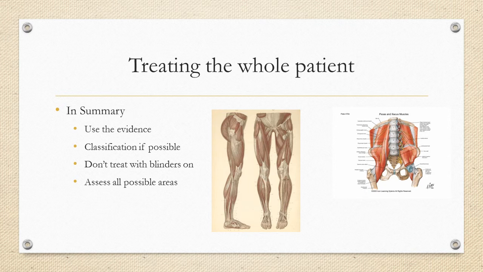So overall, in summary, when looking at the lumbar spine and, in a sense, the lumbopelvic girdle, look at the evidence and see what's out there. We've got a multitude of clinical prediction rules. We've got treatment-based classifications. There are test item clusters. It's important to use the evidence and classify your patient if possible, because again, we know that if we can match our patient to a particular classification, the outcomes have been demonstrated to be more significant.